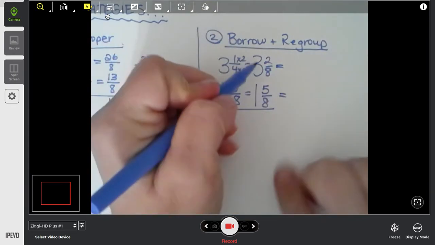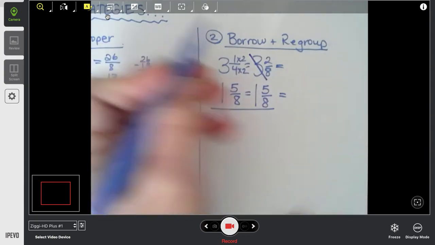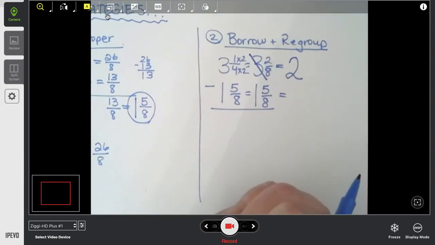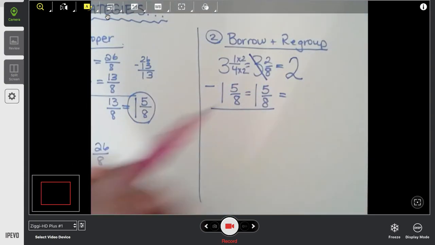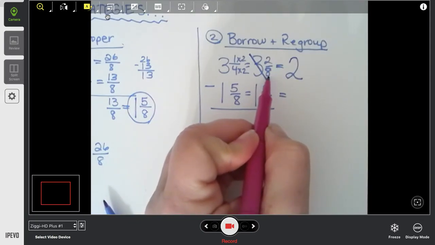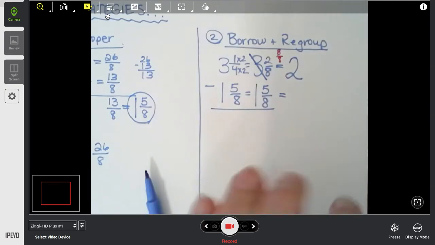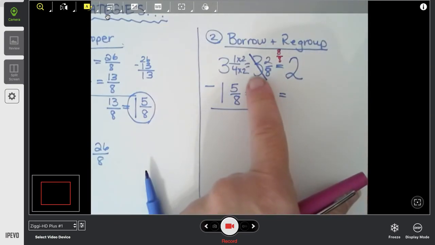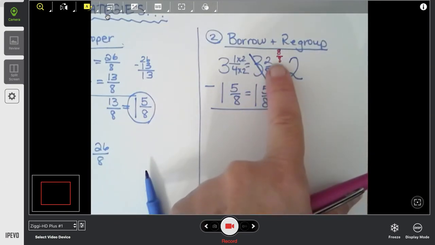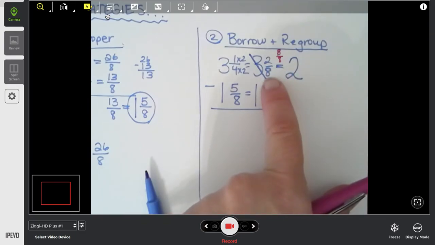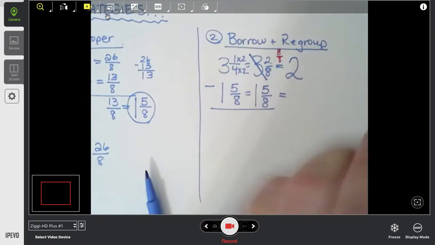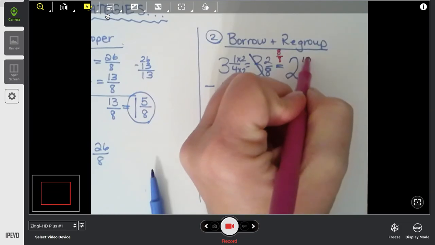So we're going to take 1 from this 3, so the 3 becomes a 2. Now the 1 that we take is going to be in the form of 8s because we want to be able to add it to what's already there. So the 1 that we took away from the 3 is in the form of an 8/8. We're going to add it to what's already there, 8/8 plus 2/8, and that makes 10/8.